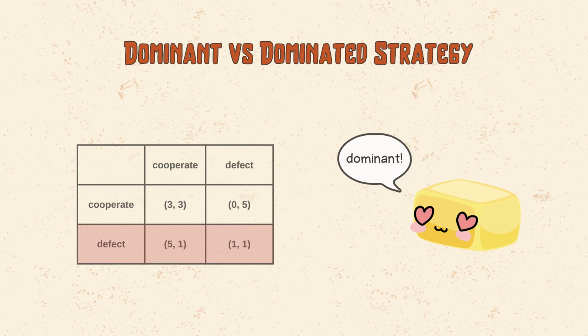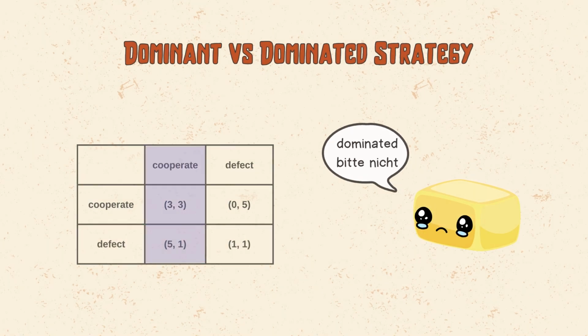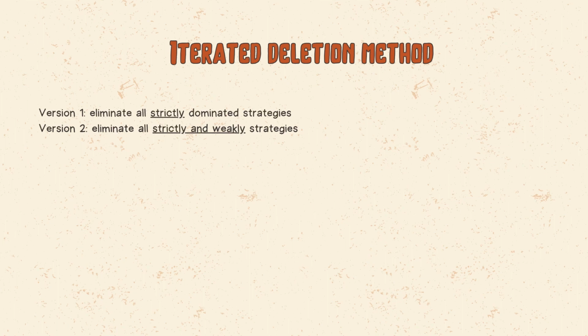The implications of dominant and dominated strategies are very important for finding the best actions and predicting the behavior of rational players. If a player has a dominant strategy, then they will always play it, regardless of what the other players do. If a player has a dominated strategy, then they will never play it, because there is always a better alternative. Therefore, we can use the concept of strategic dominance to eliminate the strategies that are not optimal for each player, and find the strategies that are optimal for each player. One method to do this is called the iterated deletion of dominated strategies. This method involves iteratively removing dominated strategies from the game, until we are left with only the optimal strategies.